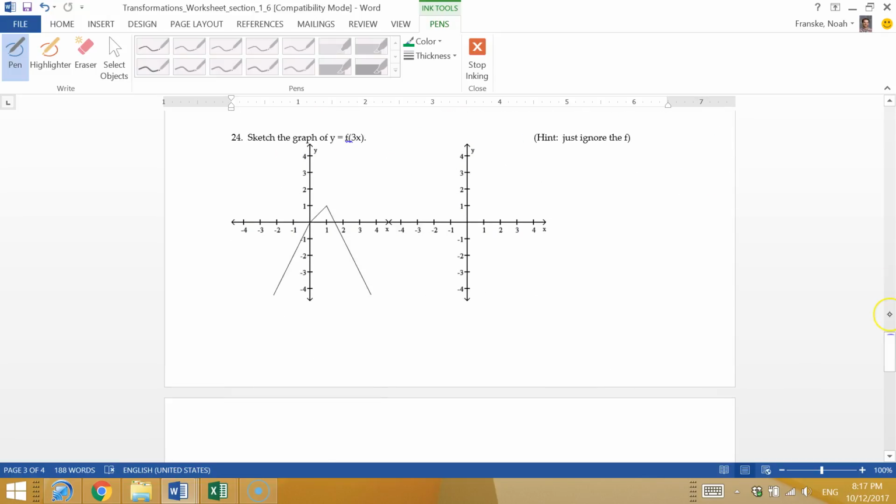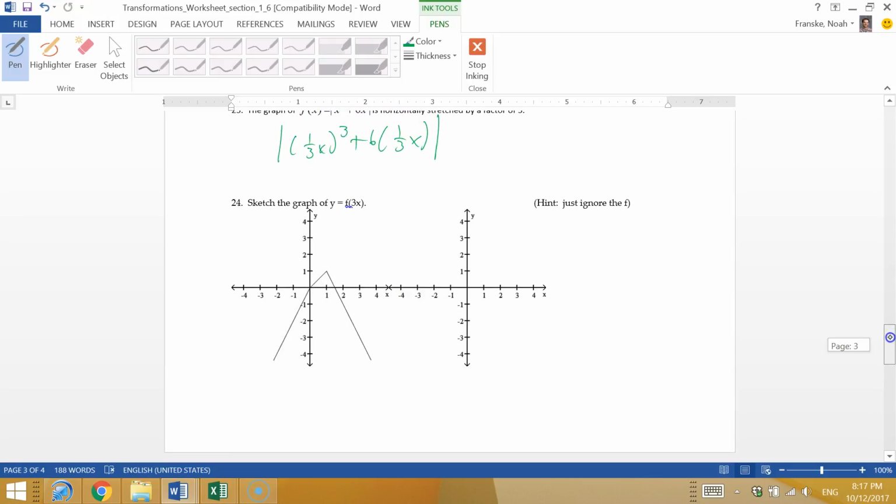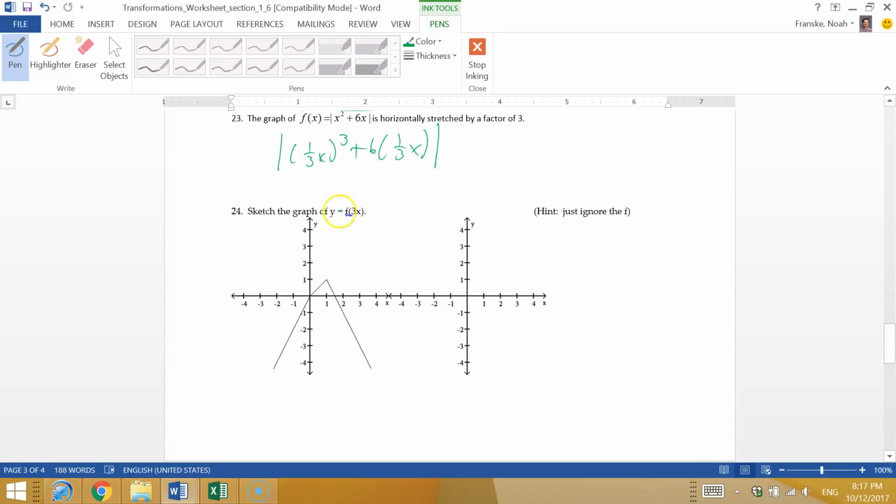All right. So what we have here is a graph of f of x, and they want us to graph f of 3x. So think about it this way. If you have square root x, so this is f of x, then f of 3x would be square root of 3x. That 3 would shrink it horizontally by a factor of 1/3. Same thing's going to happen here.